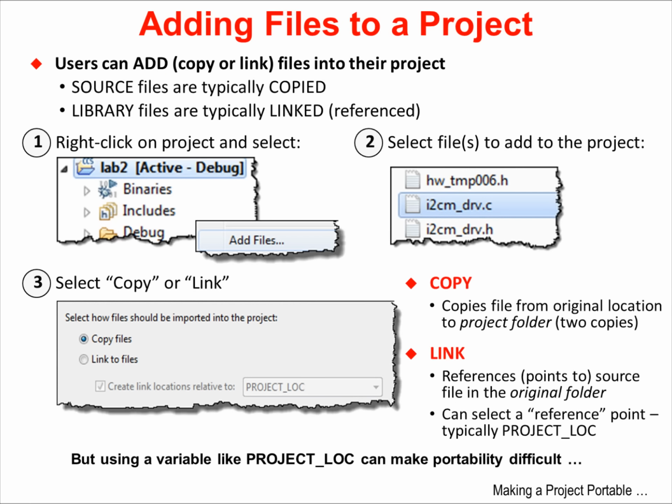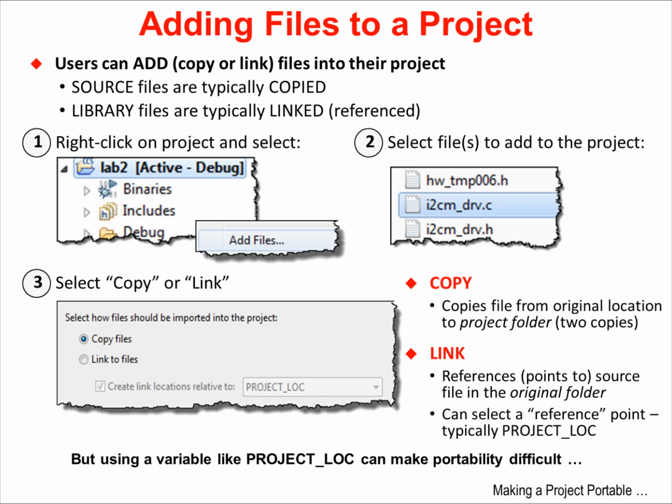When you add files to your projects, you can either copy or link them. Source files are typically copied, while library files are typically linked or referenced. To add a file to your project, just right-click on the project name and select Add Files. You can then select the file or files that you want to add to the project.